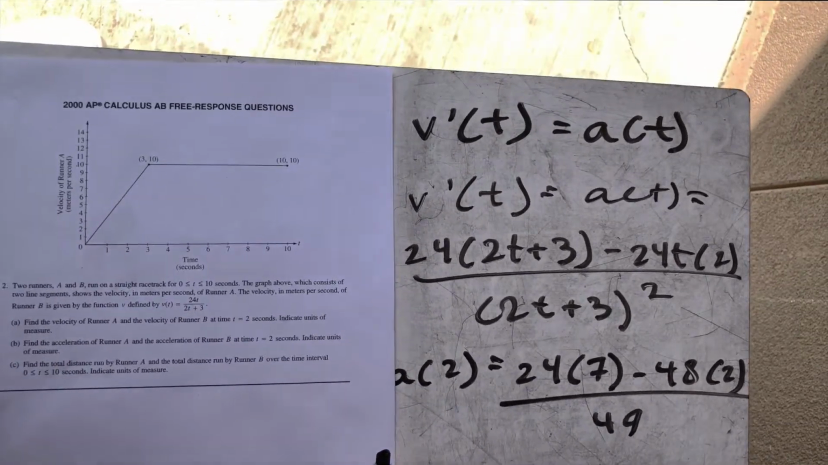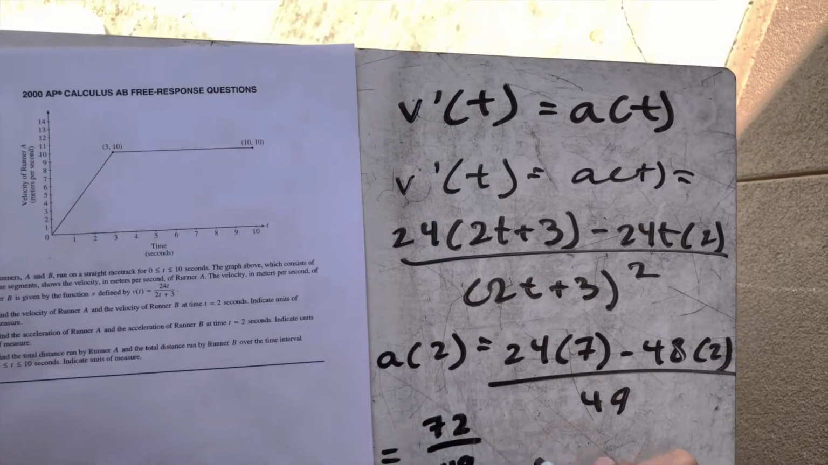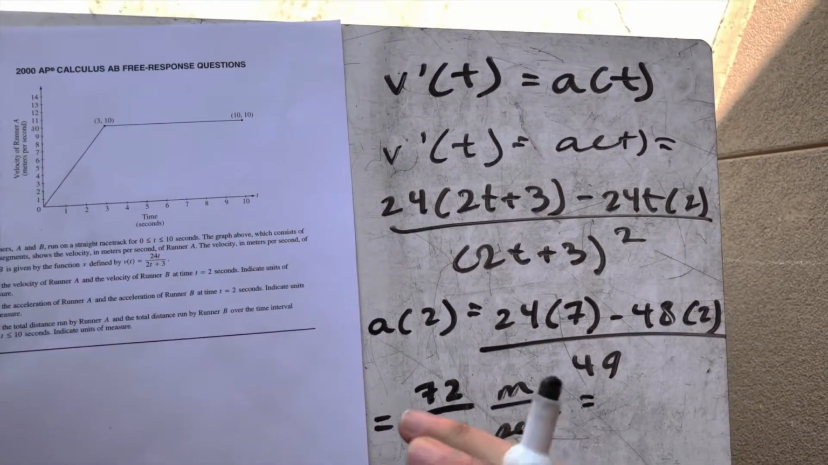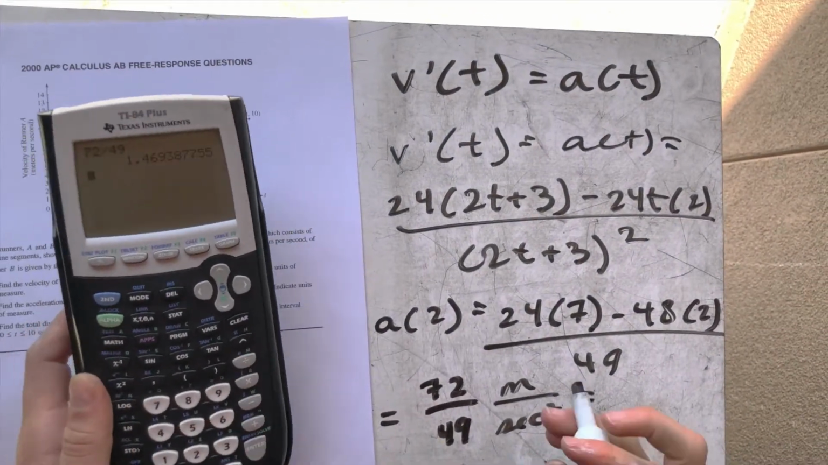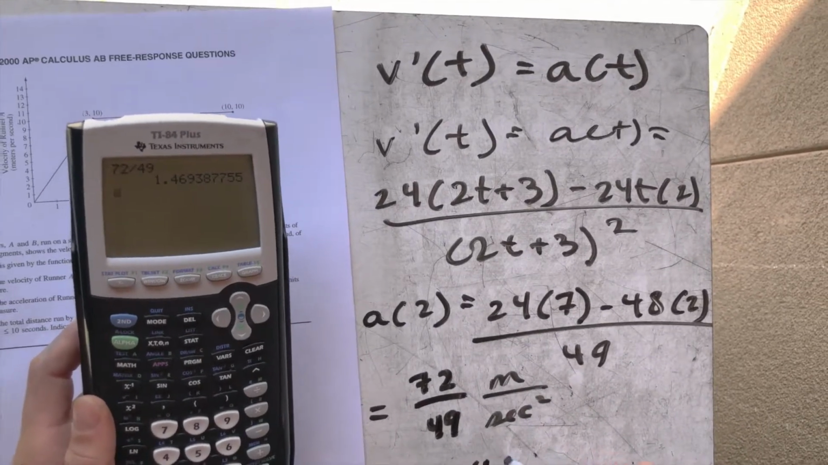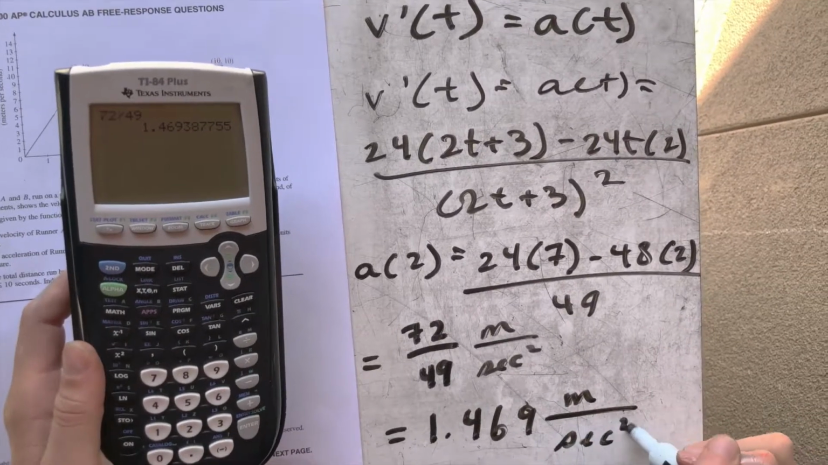And that equals, plugging that into the calculator, 72 divided by 49, and you get 1.469 meters per second squared.